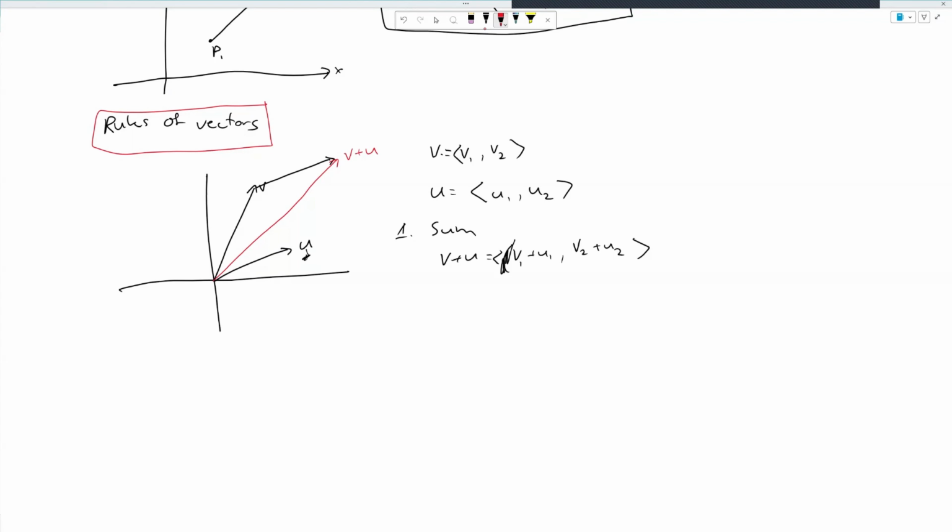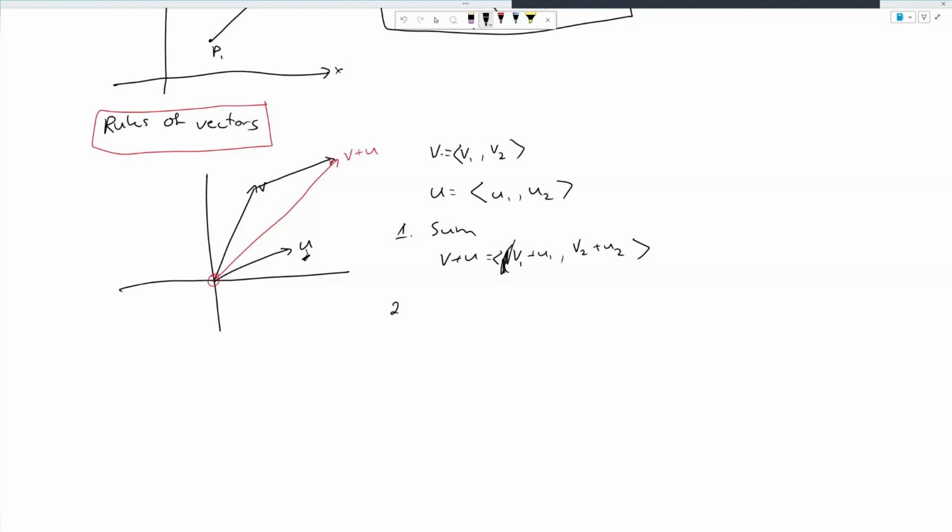You can think of summation, or adding two vectors, as two shifts. So you're starting from this point, you shift it V ways, and then you shift it from this position the U way, and that ends up being V plus U. Awesome. Cool. Hopefully that makes sense.